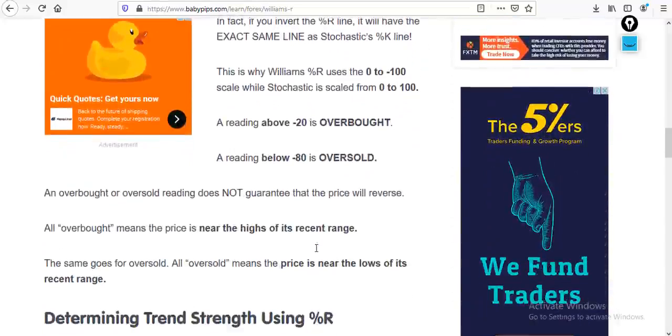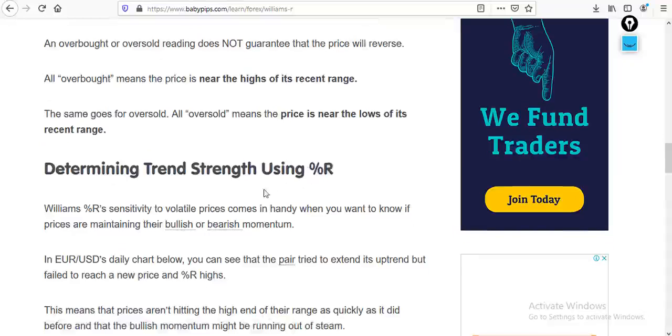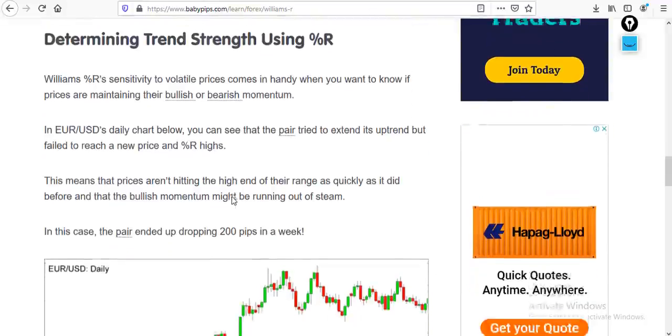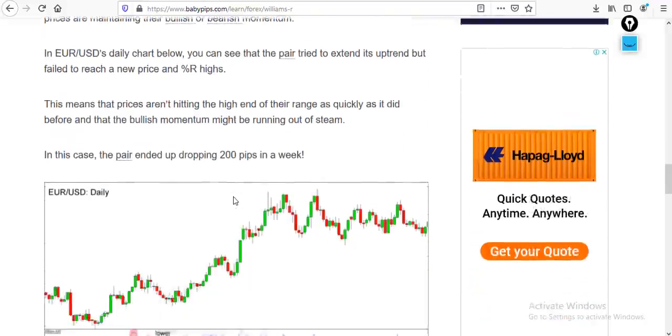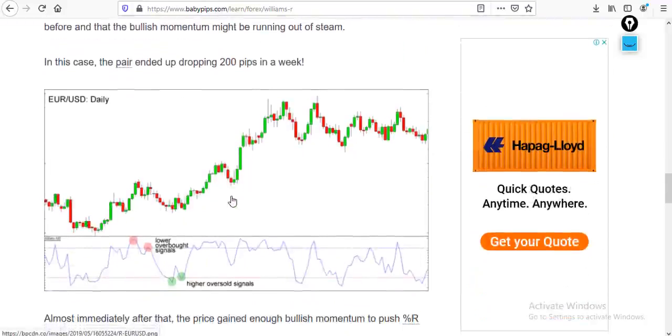A reading above -20 is overbought, and a reading below -80 is oversold. So that's how you determine the momentum in the market. Let's look for an example to see what we have here. Look at these readings right here.